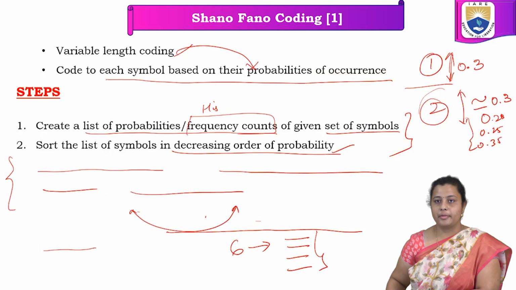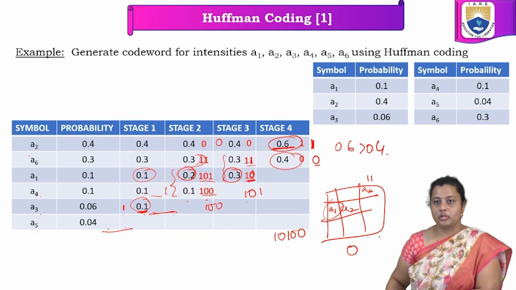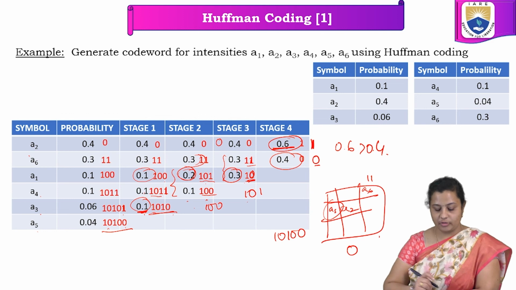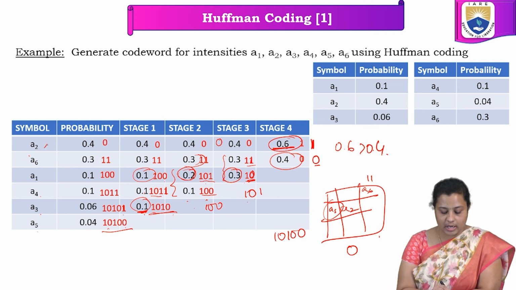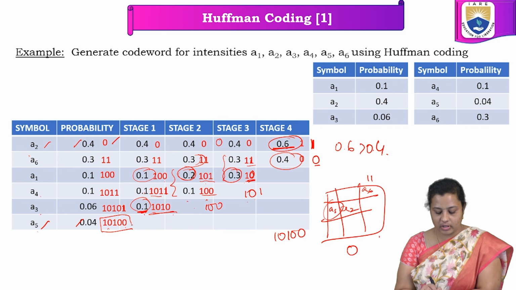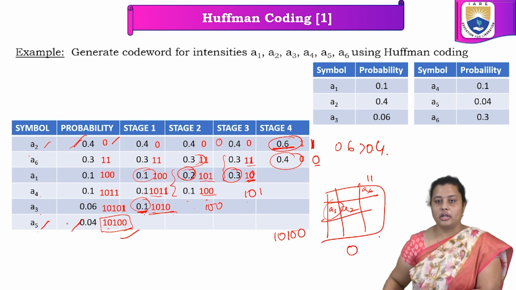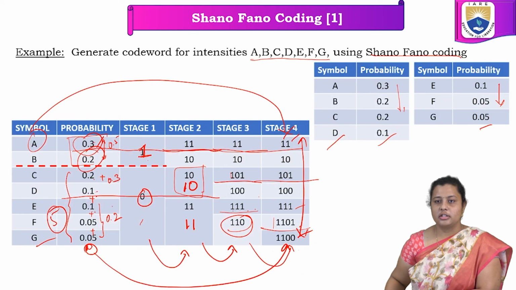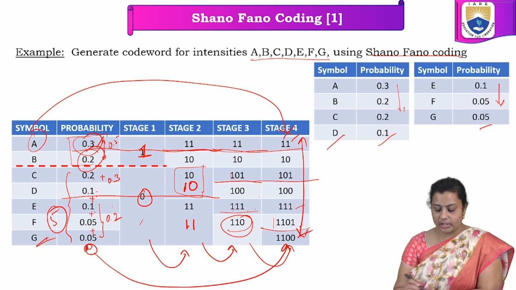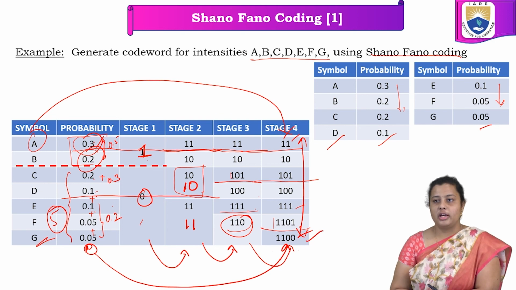So let me just go back. When we did Huffman coding, what were the symbols? A2 has the highest probability, and it has a single bit. Right? A5 has the lowest probability value, and it has 5 bits. Right? So it is variable length coding, and we are coding based on the probability of occurrence. Similarly, Shannon-Fano coding is also the same. We have symbols represented by variable length coding.